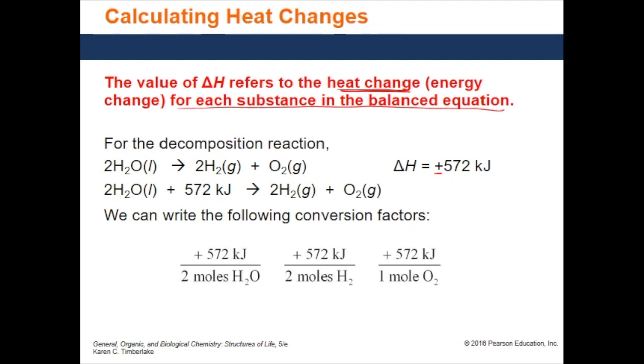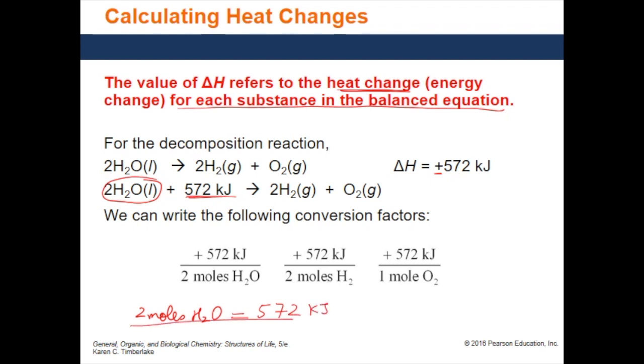So we can write this reaction as 2 water molecules plus 572 kilojoules of energy will convert this water into hydrogen gas and oxygen gas. Therefore, here 572 kilojoules is one of the reactants. So now, how we did the stoichiometry, this same rule applies here. So we can make this into a conversion factor. For every 2 moles of water that is broken into its products, 572 kilojoules of energy will be required.